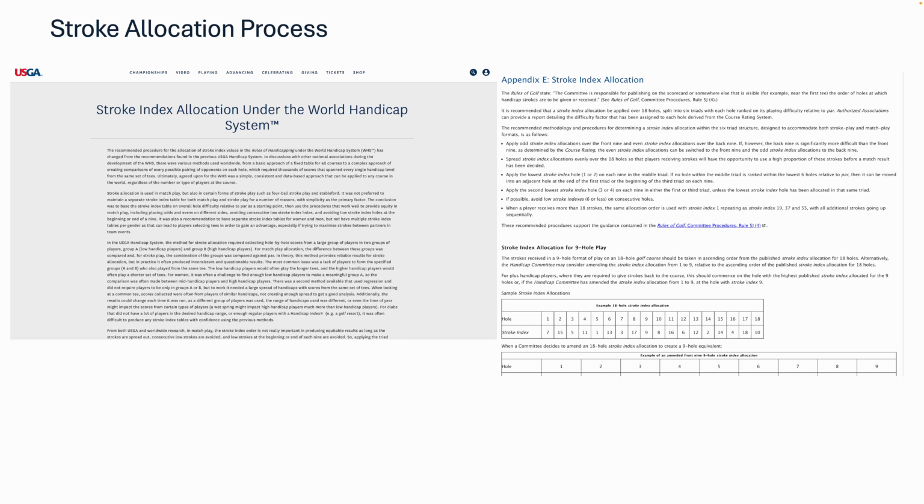The other thing worth noting is that the stroke allocation process guidelines were changed when the World Handicap System was put in place. Prior to this, there was a bigger emphasis put on the differential between a scratch golfer and a bogey golfer. You can still use some of those concepts, but it relaxed it a little bit and changed the process to make it a little bit easier to implement.